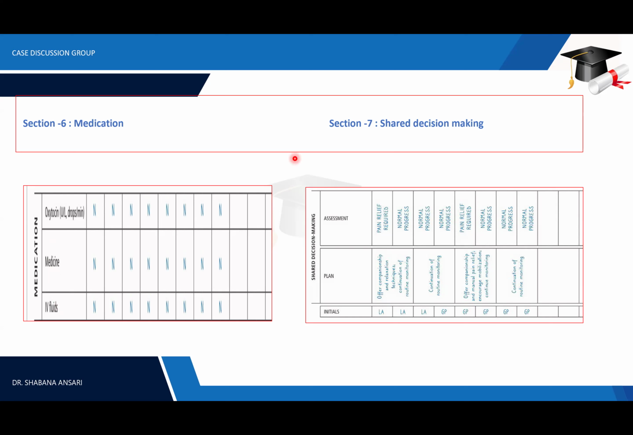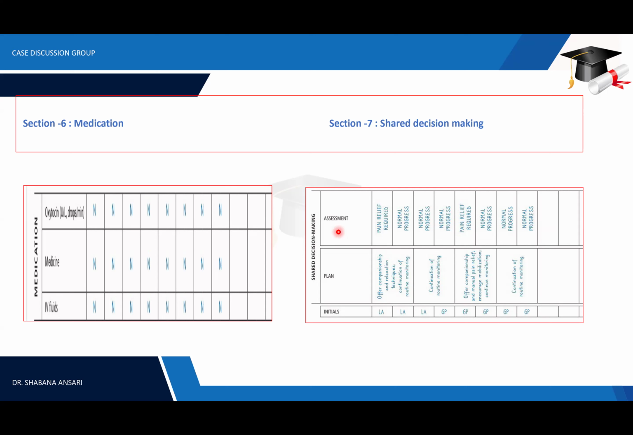Right. Okay. Now coming to section 7, the shared decision making. This is also newly added in the labor care guide. Here we can see that the section is subdivided into assessment, plan, and the initials. So for the assessment, we have to assess whatever we have seen, all the portions of the maternal, fetal, and labor progression. Considering everything, we have to assess what is going on, so we have to have a diagnosis here. Like if we have any concern, we can see it is written that for this patient, pain relief was required.